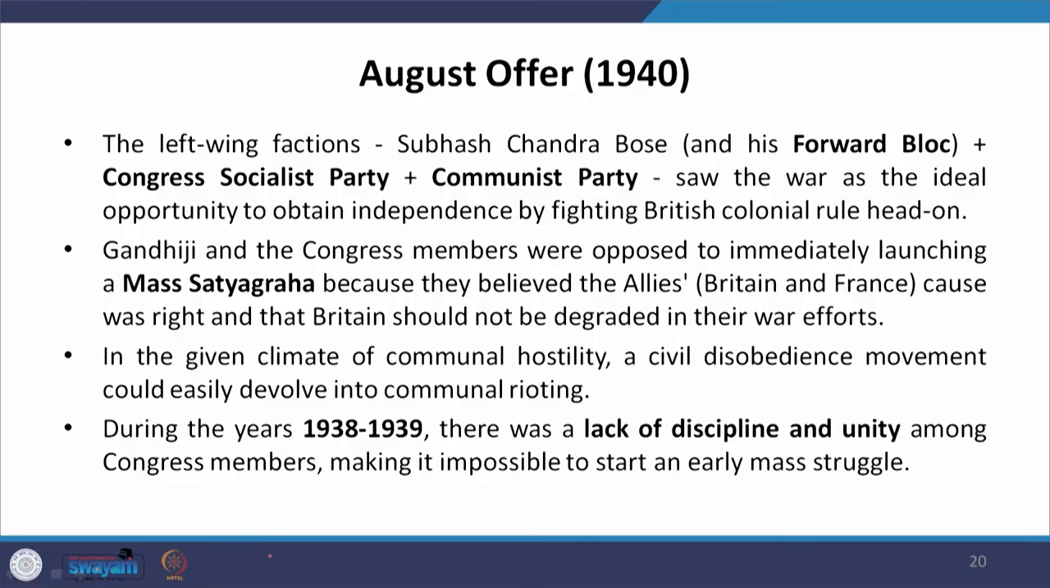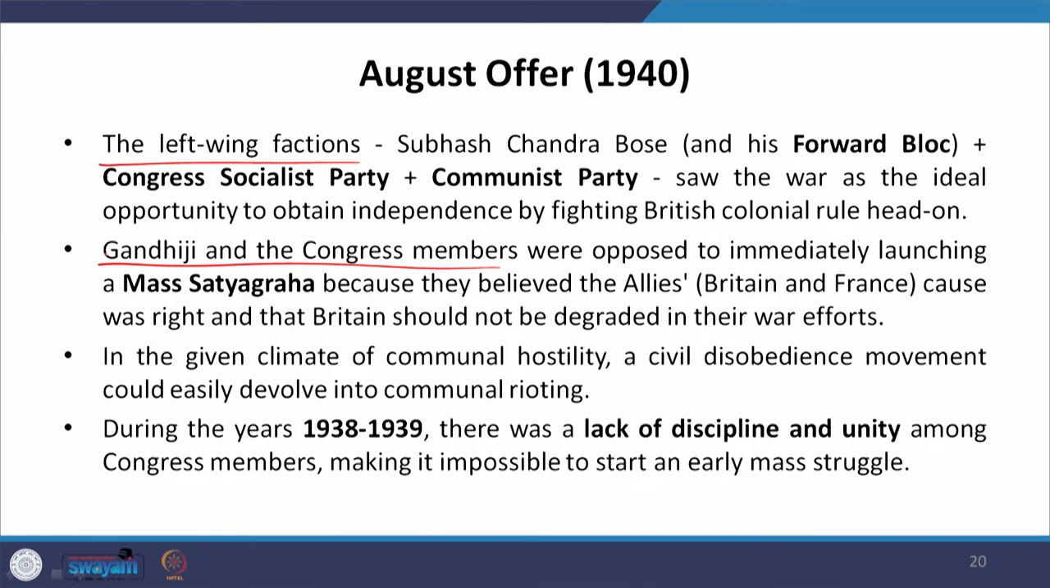Now, Gandhiji and the Congress members were opposed to immediately launching a mass satyagraha because they believed that the Allies, that is Britain and France's cause was correct, and that Britain should not be discouraged or degraded in their war efforts. So, we see that on the one hand we have the left wing factions, on the other hand we have Gandhiji along with his Congress following. And in this given climate of communal hostility, a civil disobedience movement could easily devolve into communal rioting. That is what M.K. Gandhi actually thought at that point. So, he was not in favor of a mass satyagraha.